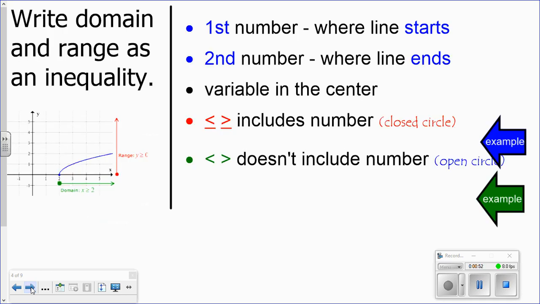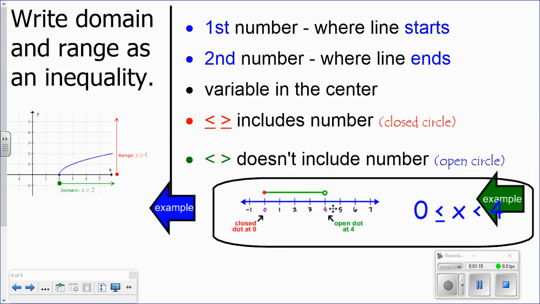So when you're writing the domain and range as an inequality, this is for the continuous, right? The first number is where the line starts, and the second is where it ends. And then you put the variable in the center. If it's a closed circle, that means it includes the number, and that's when you have your greater than or equal to and less than or equal to. And when it's an open circle, it means it doesn't include it, so you just write greater than or less than.